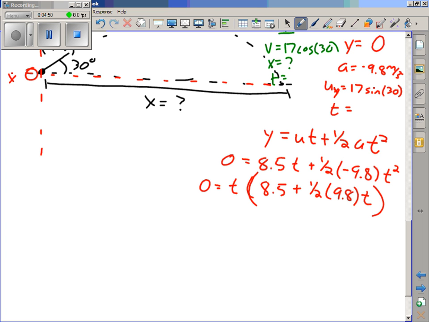Nope, I need to leave the negative in. Thank you. Now you can set up everything that you factor. I don't know if you remember this from algebra. After you factor, you can set your two factors equal to whatever's on the other side. I get two equations out of this. In other words, t equals 0, and the 8.5 plus 1 half negative 9.8 t equals 0 also.